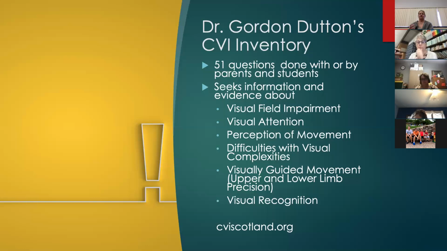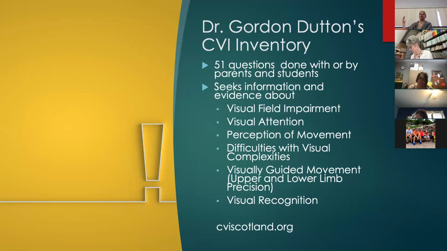If he's trying to seek information and evidence about visual fields, okay, that lower field especially is kind of a red flag type of thing. And also about visual attention, where are kids noticing things? He also, as you can see, is a little bit different than the previous assessment. He looks a lot at movement and that dorsal stream, what we would call perception of movement, okay?